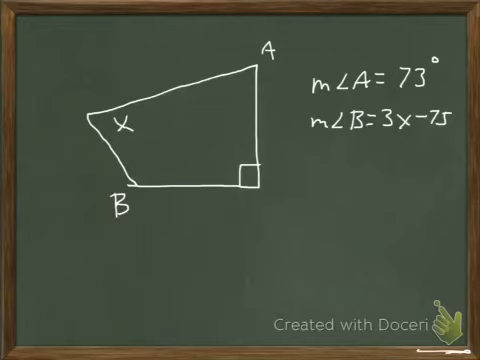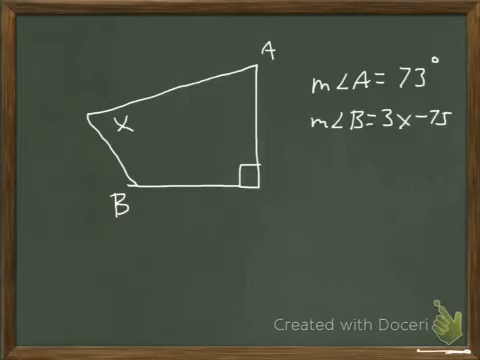This was the type of problem that you had on Class Zone. You see you have the right angle, and you see you have the x. Then you have A and B, and up to the side it tells you the measure of angle A and the measure of angle B. Keep in mind it's a quadrilateral, a four-sided figure, so all the angles add up to 360.